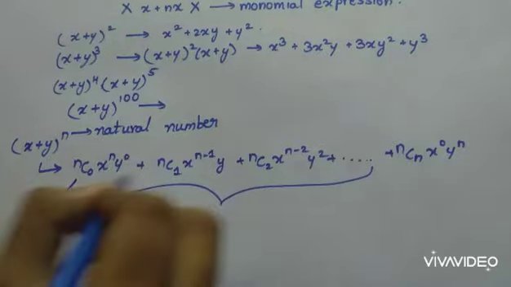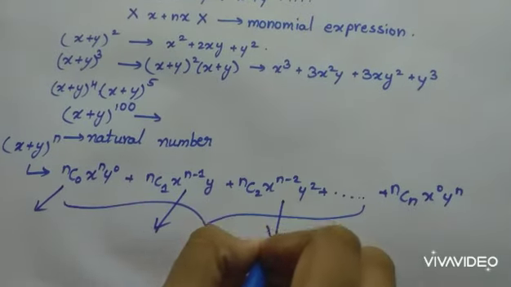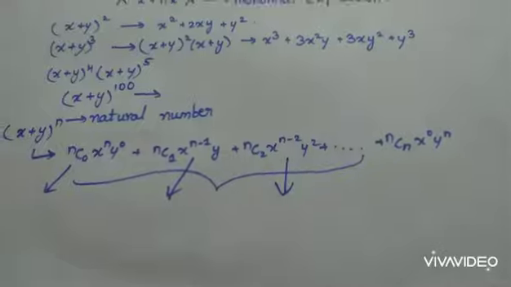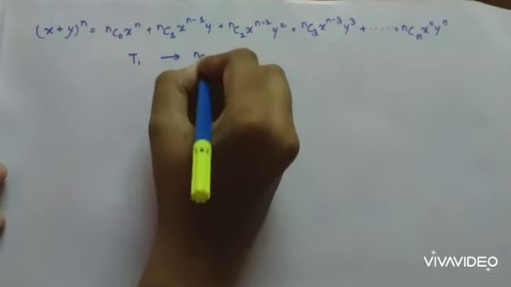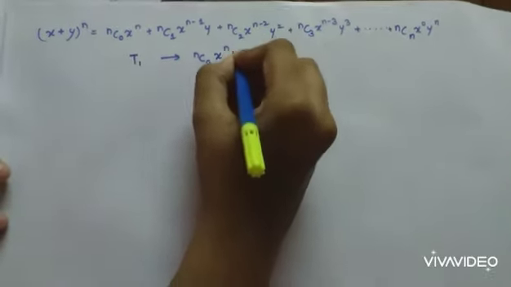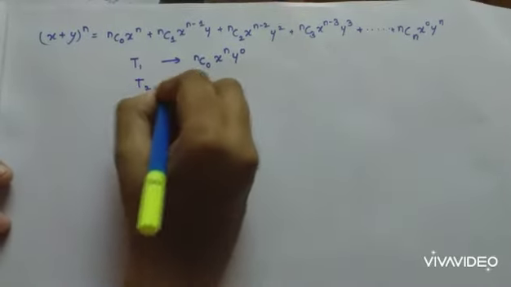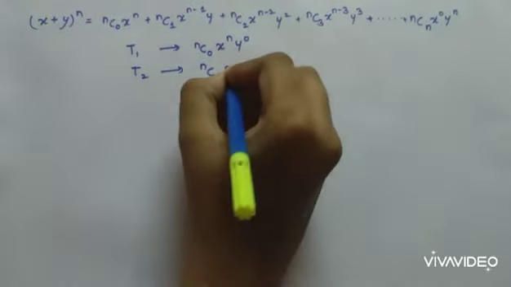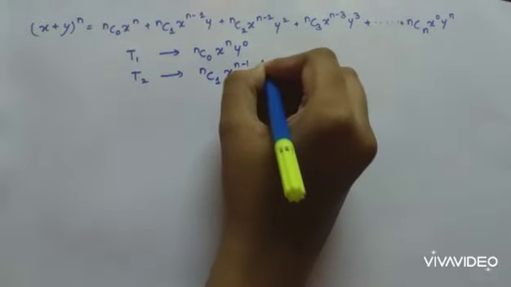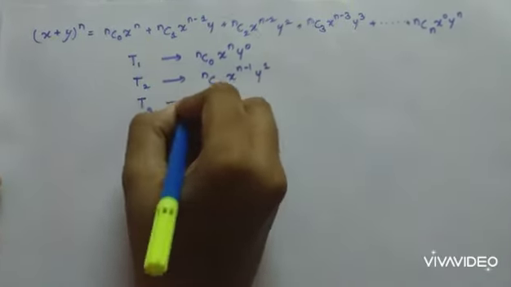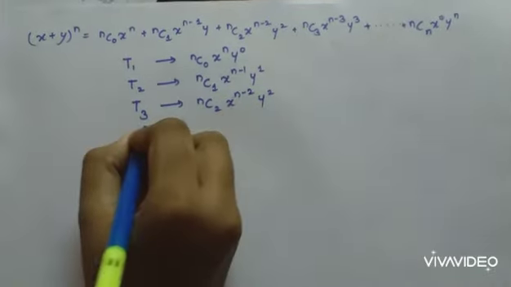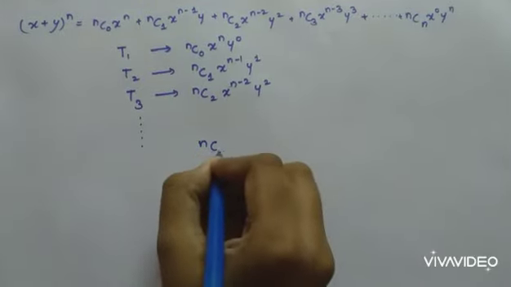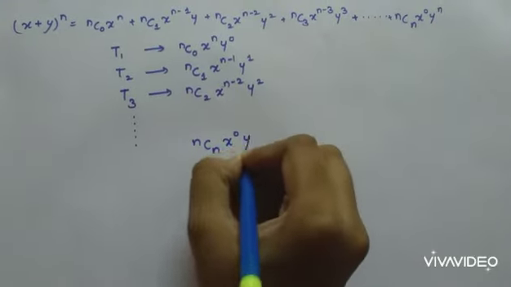If we observe each term of this expression, we can get a sequence how to remember such things. Let us understand that. First term of this expression is nC0 into x power n into y power 0. Second term, nC1 into x power n minus 1 into y power 1. Third term, nC2 into x power n minus 2 into y square, and so on. We get nCn into x power 0 into y power n.